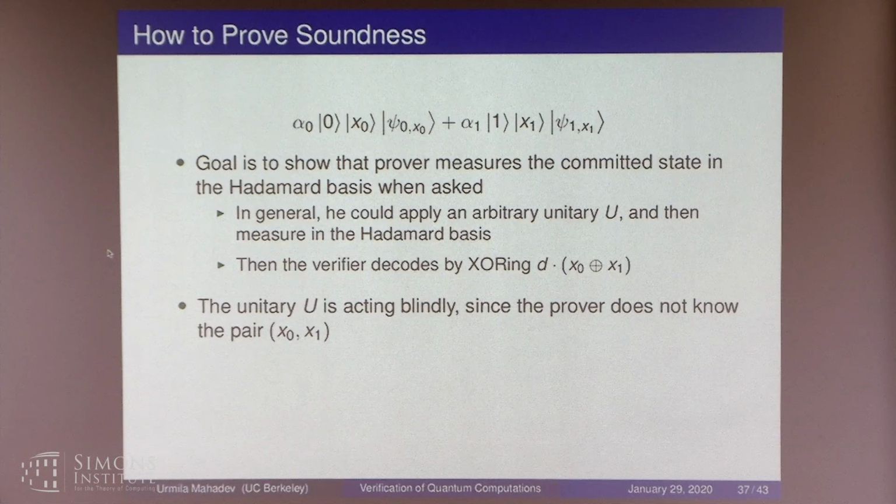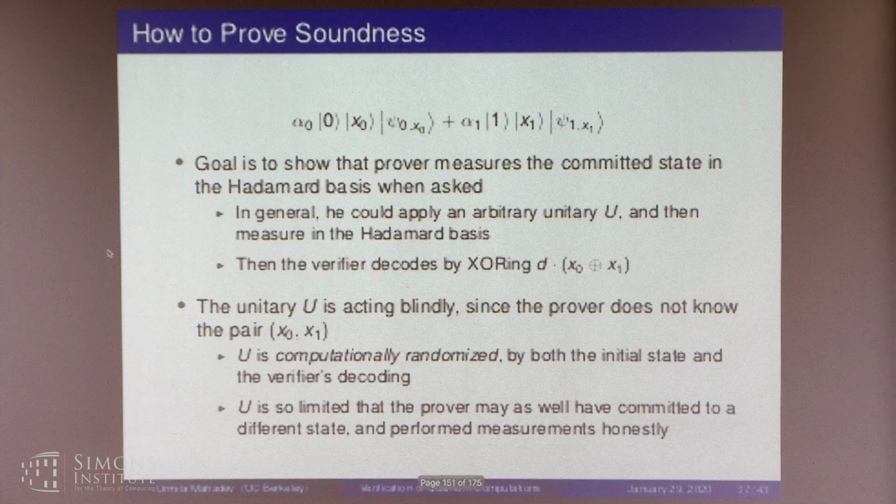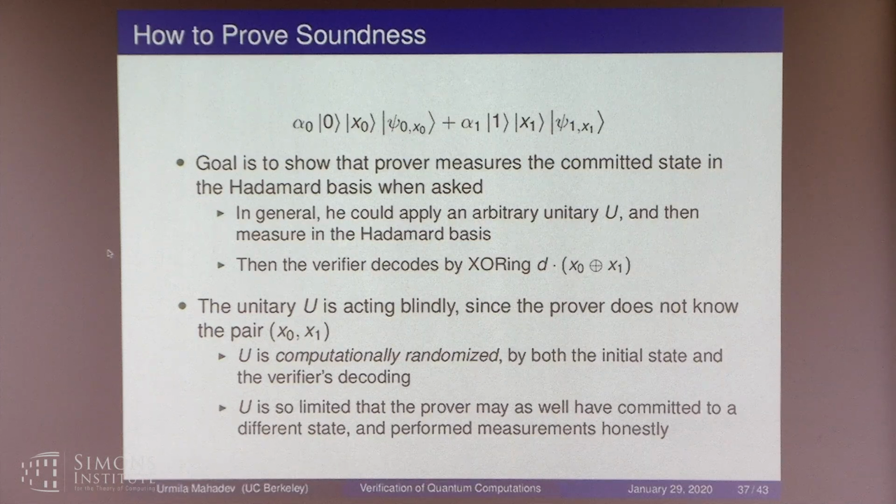Now what happens is that this is the intuition I gave earlier. The unitary U is essentially acting blindly because the unitary U is acting on this state, but that unitary U is chosen by the prover who doesn't know what the state looks like. And the fact that the unitary is acting blindly is what really restricts the power of the unitary. So what it says is that the unitary U is essentially computationally randomized by both this initial state and the verifier's decoding. And what this means is that the operator U is so limited that the prover may as well have committed to a different state and then performed the measurement results honestly.